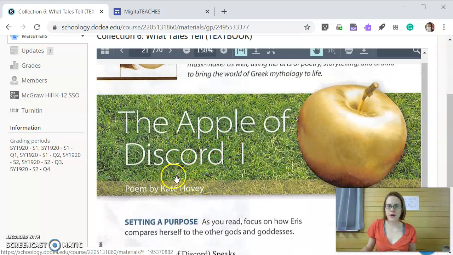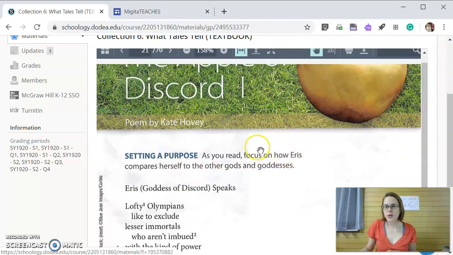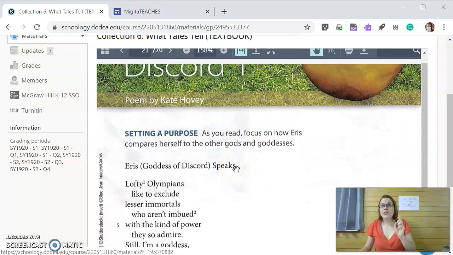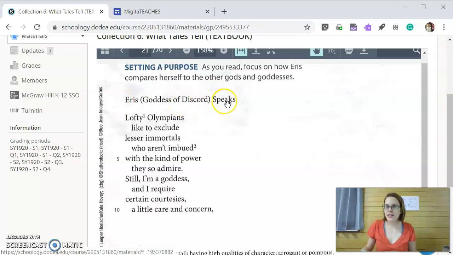The Apple of Discord, poem by Kate Hovey. As you read, focus on how Eris compels herself to the other gods and goddesses. And we know Eris is the goddess of discord, which means chaos and unharmony. So we could say that right now, during this COVID crisis, Eris is having a lot of fun. All right, so Eris, goddess of discord, is speaking. I'm going to channel my inner Eris, my inner chaos, which shouldn't be too hard right now.